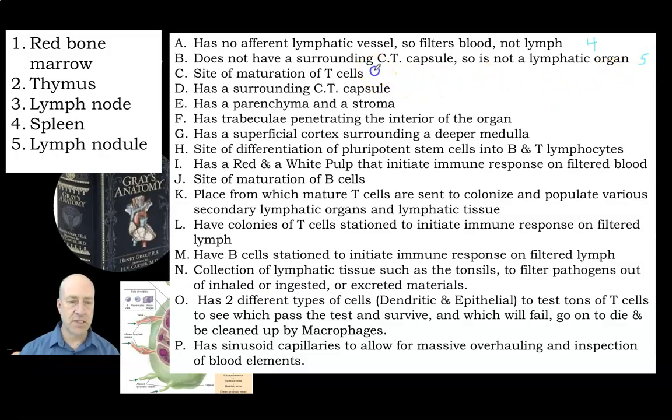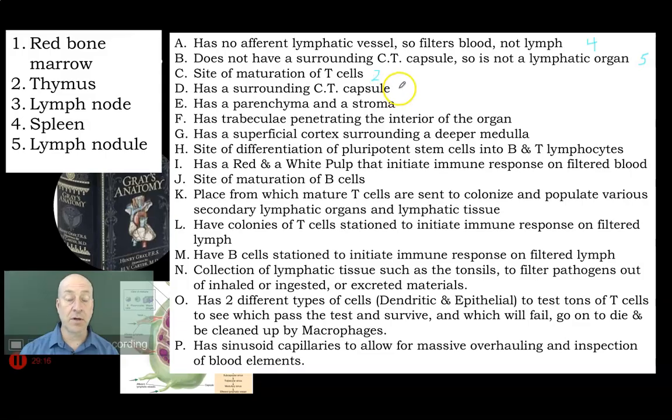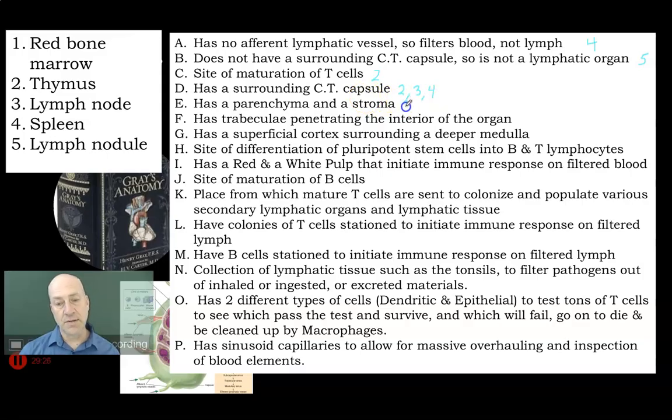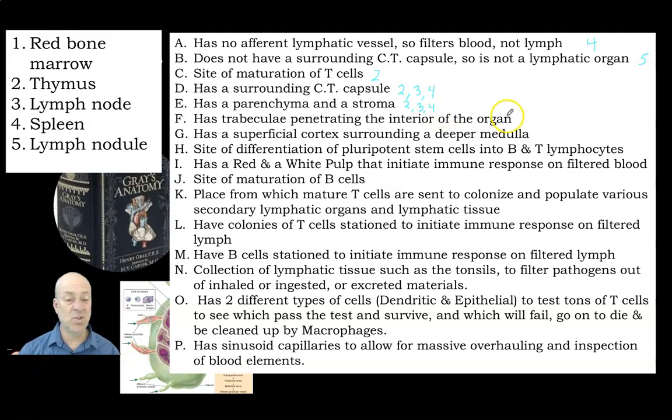Site of maturation of T cells. The thymus has a surrounding connective tissue capsule. The lymph nodes have surrounding connective tissue capsules, and so does the spleen. Has a parenchyma and a stroma. Specifically, we talked about those with the lymph nodes and with the spleen, but the thymus has a parenchyma and stroma too because it's an organ, so I'll go 2, 3, and 4 there.